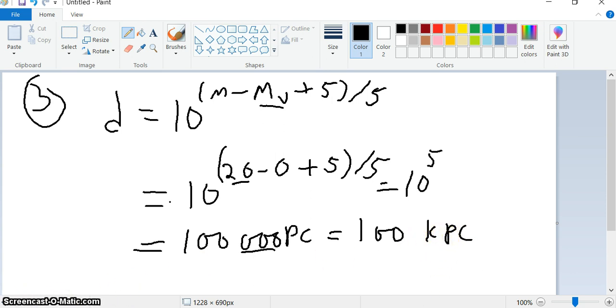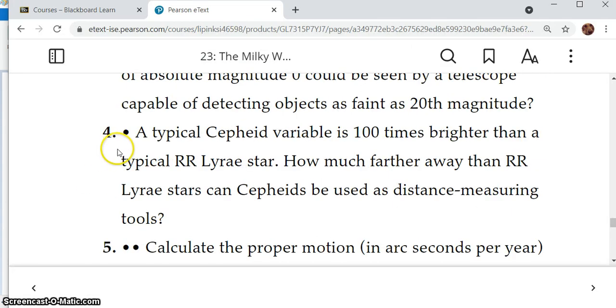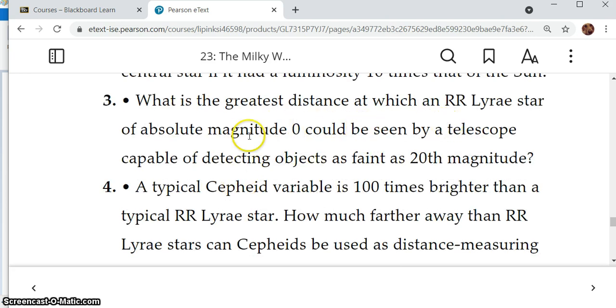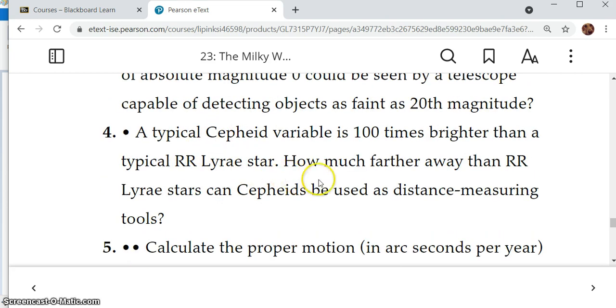All right, let's do number 4. Now keep in mind what we just did in number 3. Number 4 says the typical Cepheid variable is 100 times brighter than the RR Lyra. Remember, we used an RR Lyra for number 3, so we're going to compare these two. How much further away than an RR Lyra star can a Cepheid variable be used as a distance tool?